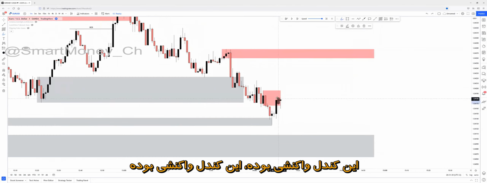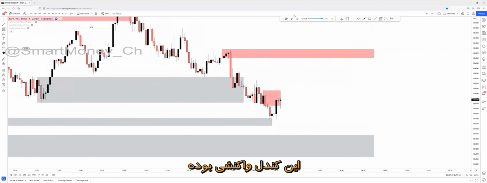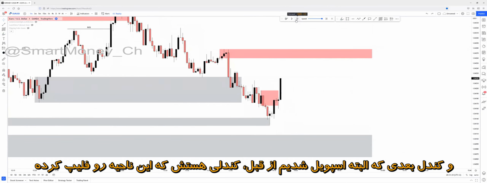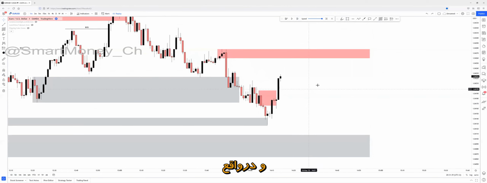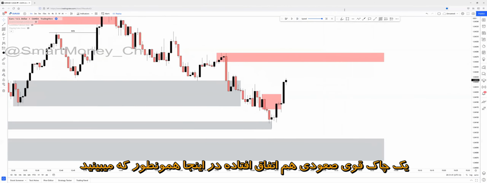There was a reactional candle. This was a reactional candle. This was a reactional candle. And the next candle has already spoiled it for us, showing that this zone has been flipped. And actually, a strong change of character has also happened to the upside here, as you can see.